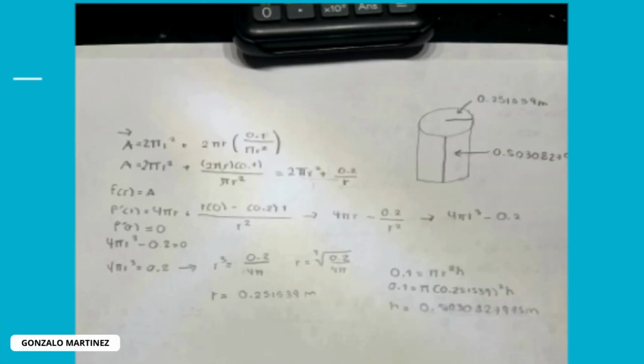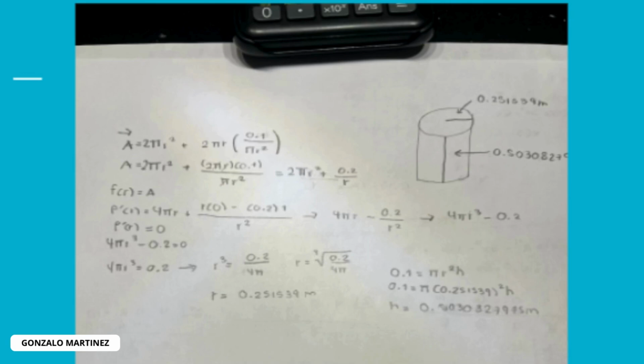After you have this simplified version of the equation, you have to find the derivative of the equation. After you follow all the rules to find the derivative, you'll get 4 pi times the radius cubed minus 0.2 meters cubed.